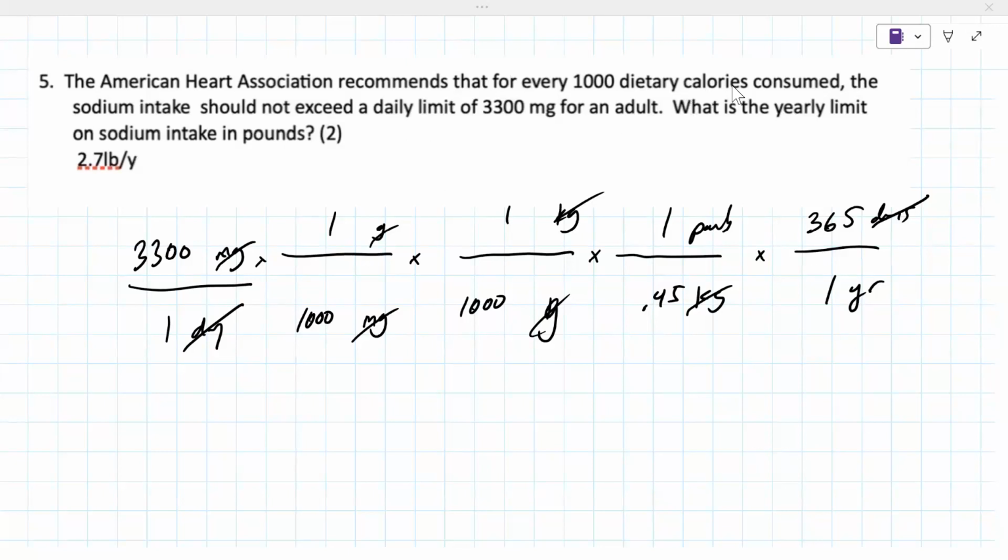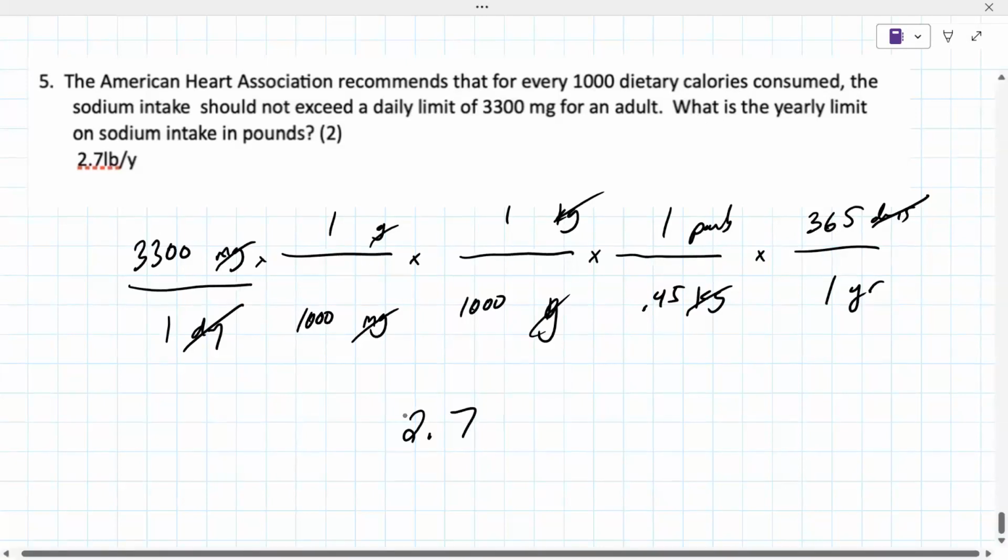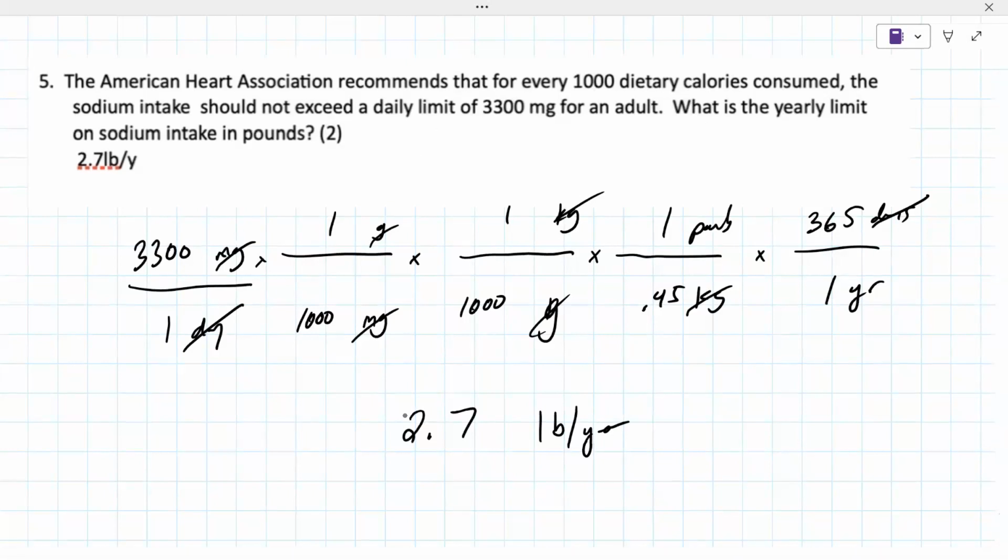The reason we're probably off is that, like I said, it's probably 3,300 milligrams for every 1,000 dietary calories. And for a male, what I know is maybe around 2,500 calories. So this is 2.7 pounds per year, or 2.6768. So that's correct.